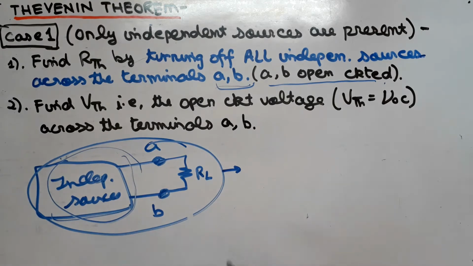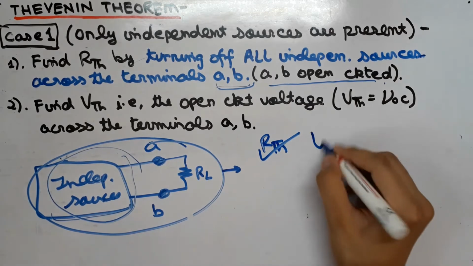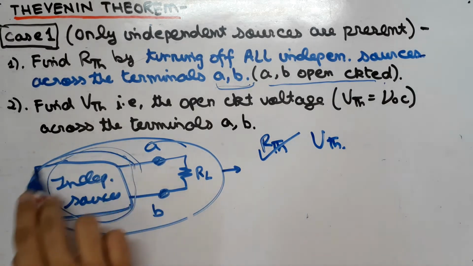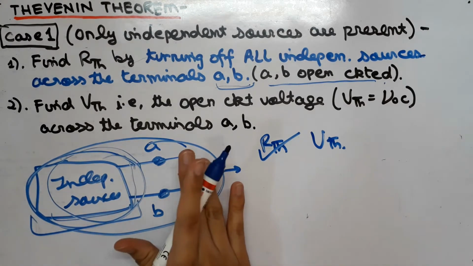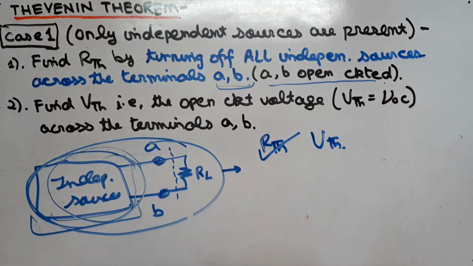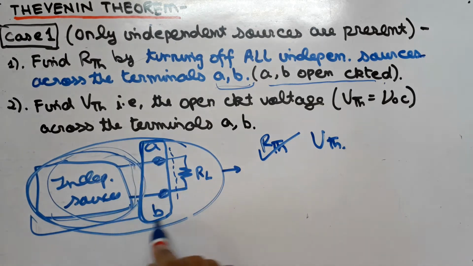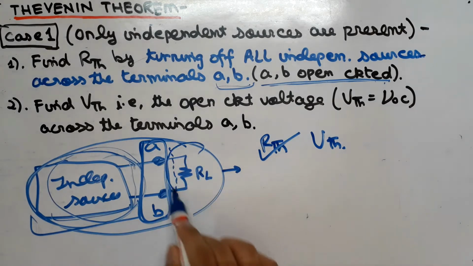Now similarly, when we have found the value of RTH, we will find VTH. In finding VTH, we will keep the circuit as it is. That is, we will not change anything in this circuit, but we will still ignore this part of the circuit. That is, RL will not be considered while taking VTH. And VTH is the voltage across these two terminals, that is terminals A and B. So AB open circuited means that this part is not considered.